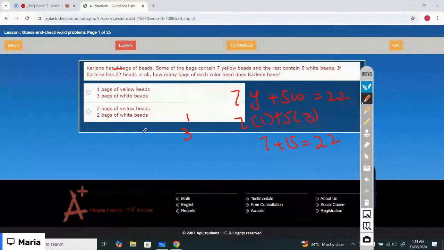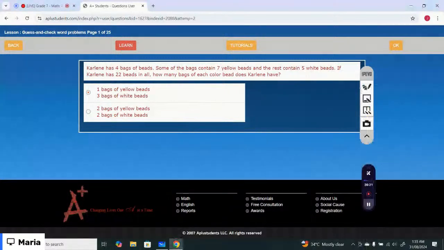So yes, option number 1 is the correct option, right? That is 1 bag of yellow beads and 3 bags of white beads. The correct option is option number 1.